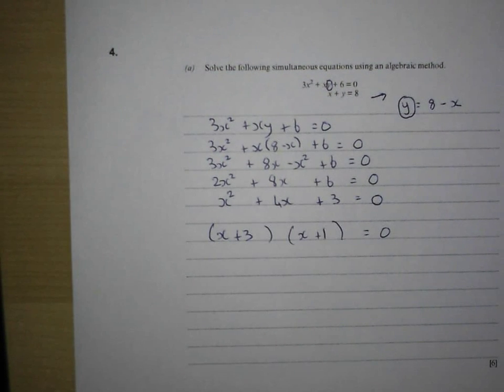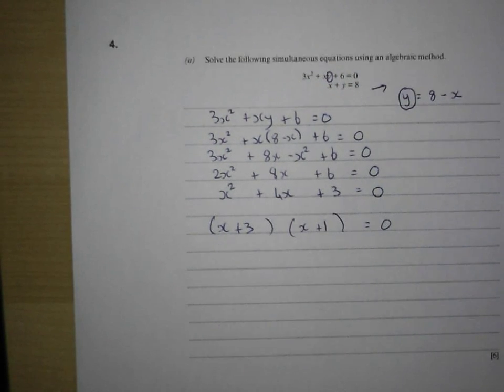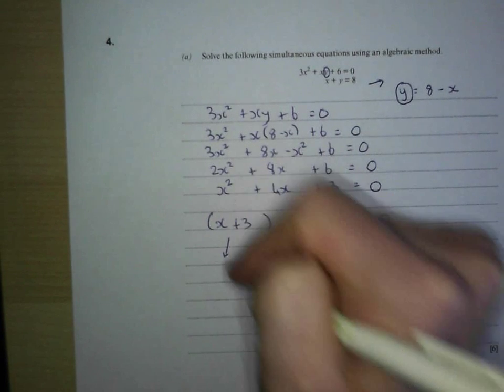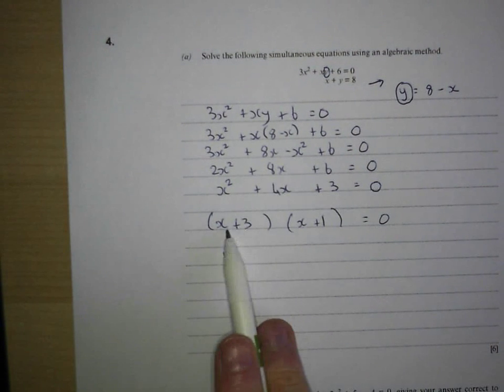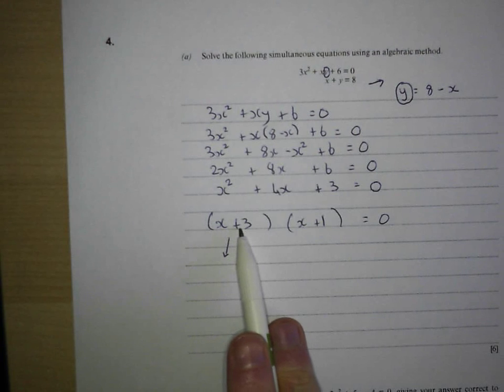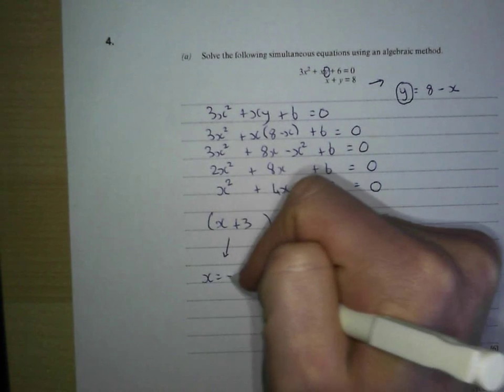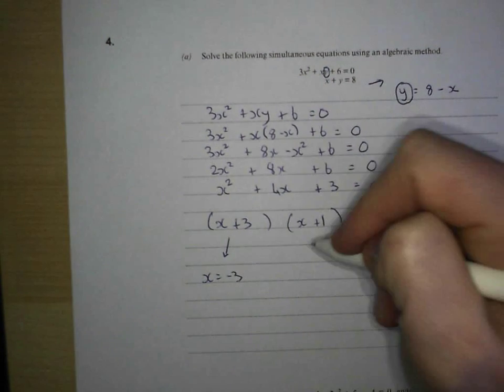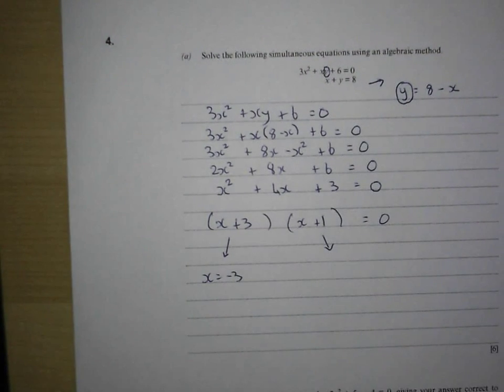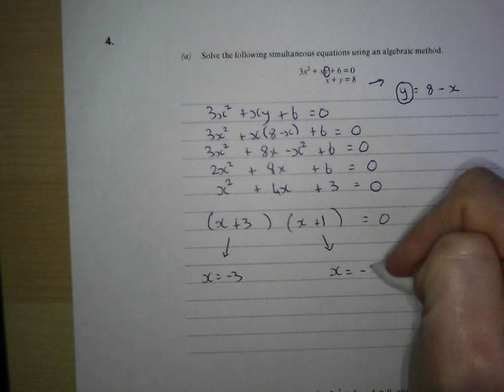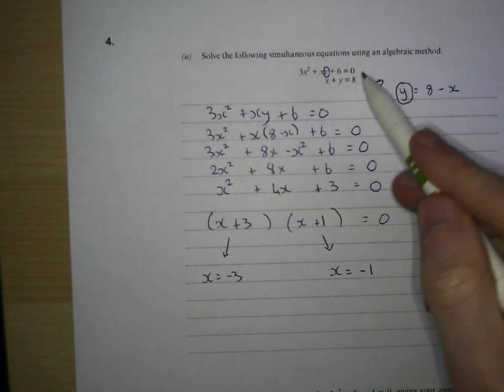But I've not solved it yet. I've factorized it. So I need a solution for this bracket. I need a value of x that makes this bracket equal to 0, so that when I do 0 times by whatever this is, I get 0. So I reckon that's x equals minus 3. I need a value of x that makes this bracket equal to 0, or I reckon that's x equals minus 1. But then I need my pair of y values that go with it.